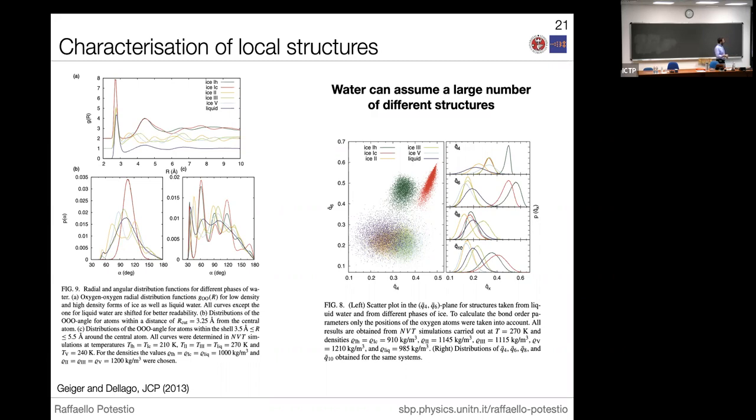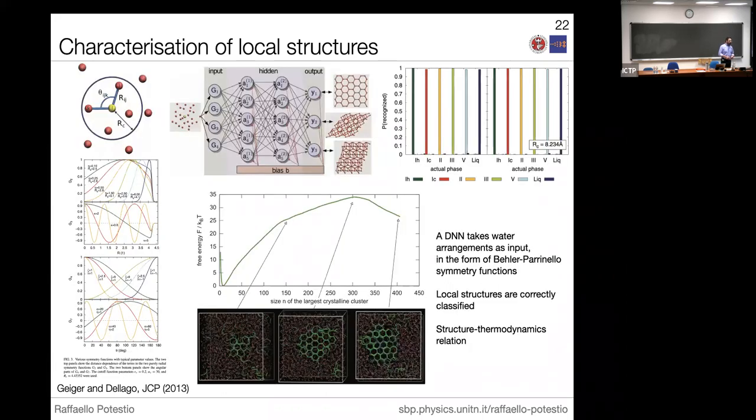So here, for example, you see a distribution of points in a plane where you have two very general descriptors of the local arrangement of water molecules, the Q4 and Q6 parameters, that tell you essentially how tetrahedral and how hexagonal the local arrangement of the molecules is. And you see that in terms of these parameters, you have several spots, many of which overlap, which tells you that you have different phases of the system that can be associated to the different clusters, but it's very difficult to discriminate just based on them, because you have regions where the different phases overlap in terms of only these two parameters. So you can train a neural network based on symmetry functions.